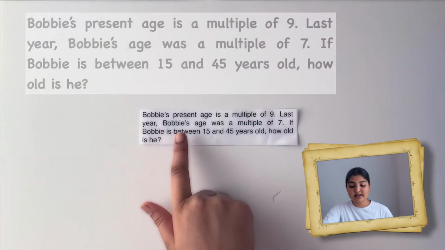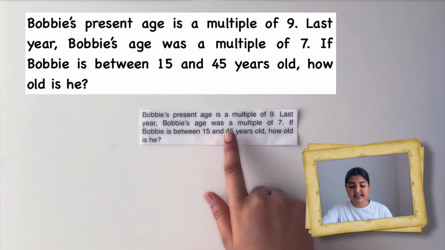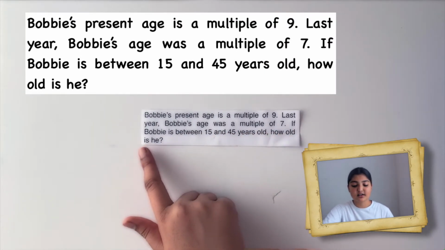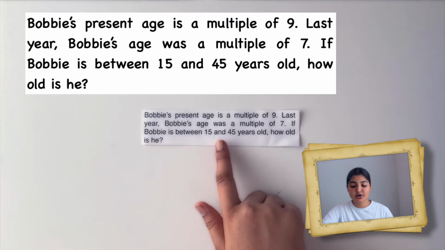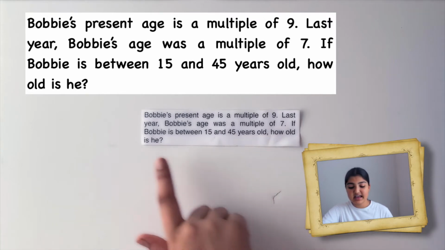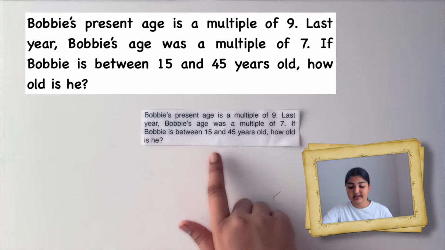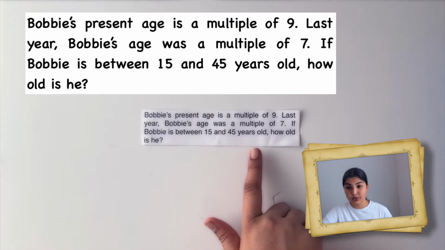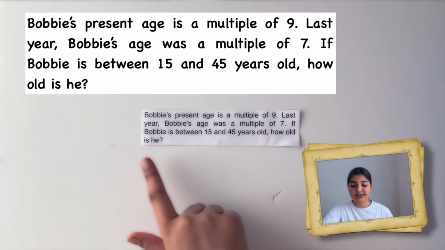Let's look at solving some more single variable equations by looking at word problems involving age. Bobbie's present age is a multiple of 9. Last year, Bobbie's age was a multiple of 7. If Bobbie is between 15 and 45 years old, how old is he?